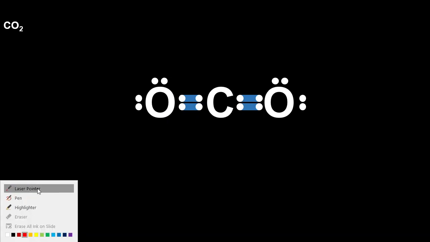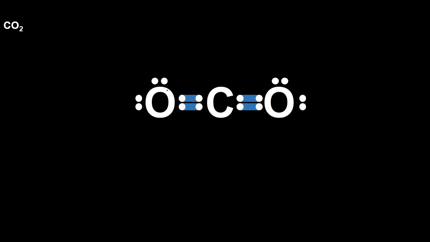Here, oxygen atoms have 6 valence electrons, so they need 2 more valence electrons to be stable or happy. And they get the 2 valence electrons from this carbon atom in the center, so they form a double bond with carbon. After sharing these electrons, let's check the number of valence electrons.